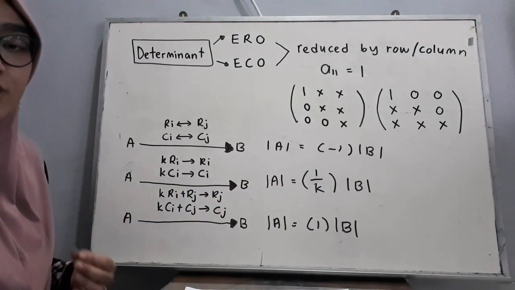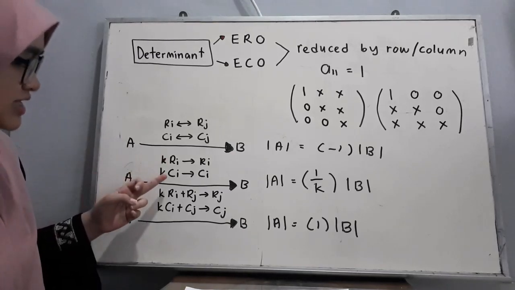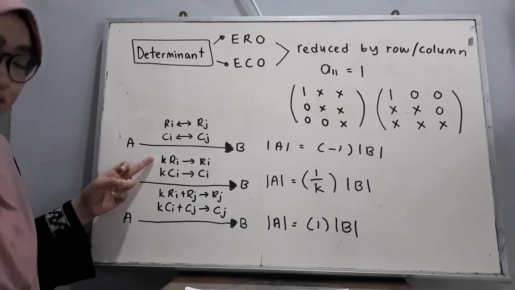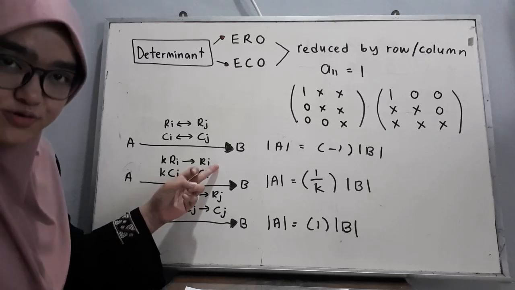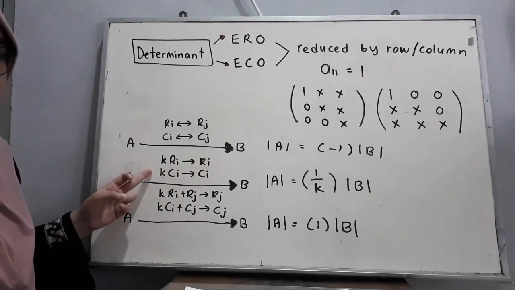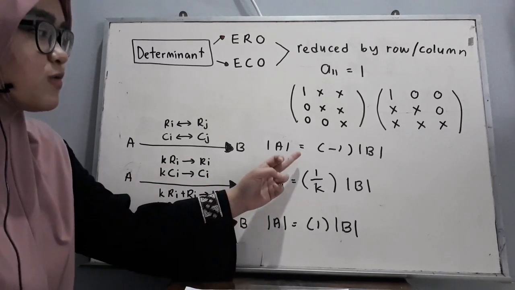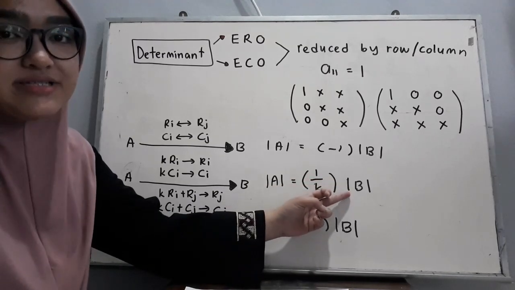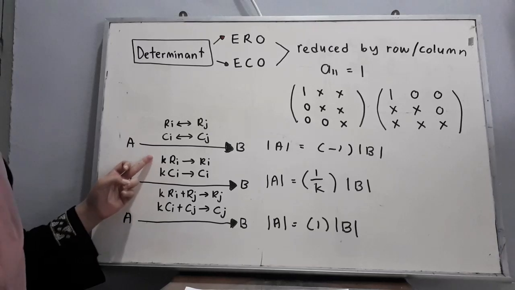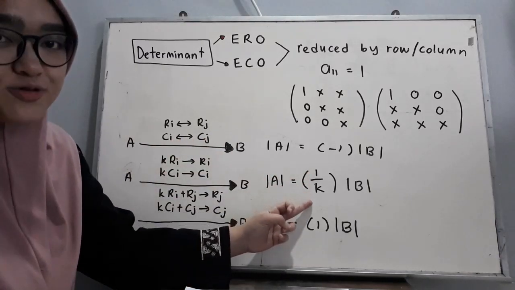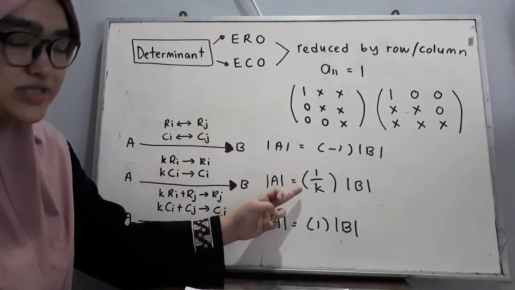Second operation, when we multiply a constant by a row or column. For example, 2 multiplied by row 2 to change row 2, or 3 multiplied by column 3. Determinant of A equals 1 over K multiplied by determinant B. If K here is 2, then multiply by 1 over 2. If K here is 3, then multiply by 1 over 3.